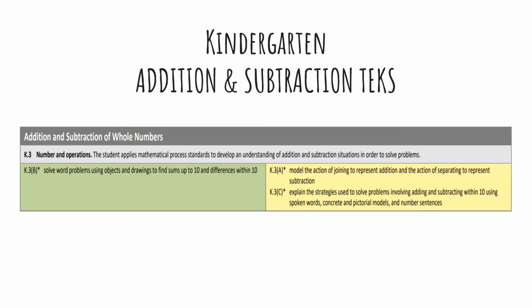In kindergarten, students are expected to solve word problems using objects and drawings to find sums up to 10 and differences within 10. They're also expected to model the action of adjoining to represent addition and the action of separating to represent subtraction. They're also expected to explain strategies used to solve problems involving addition and subtraction within 10 using spoken words, concrete and pictorial models, and number sentences.